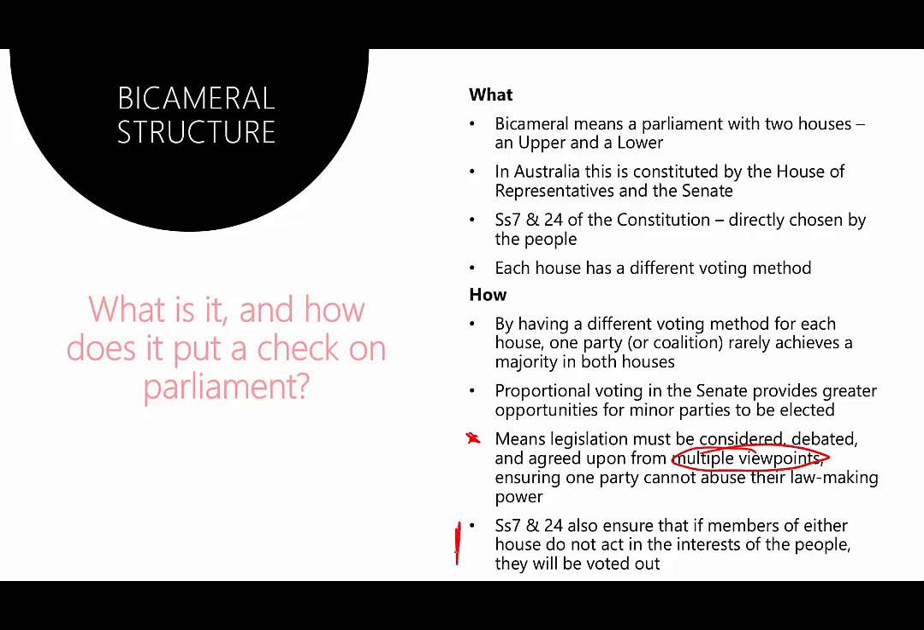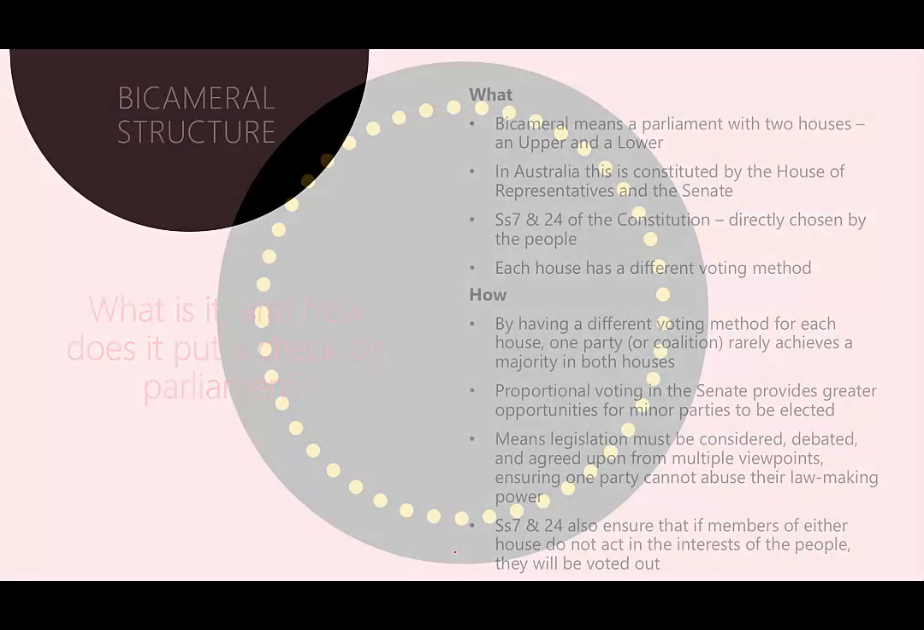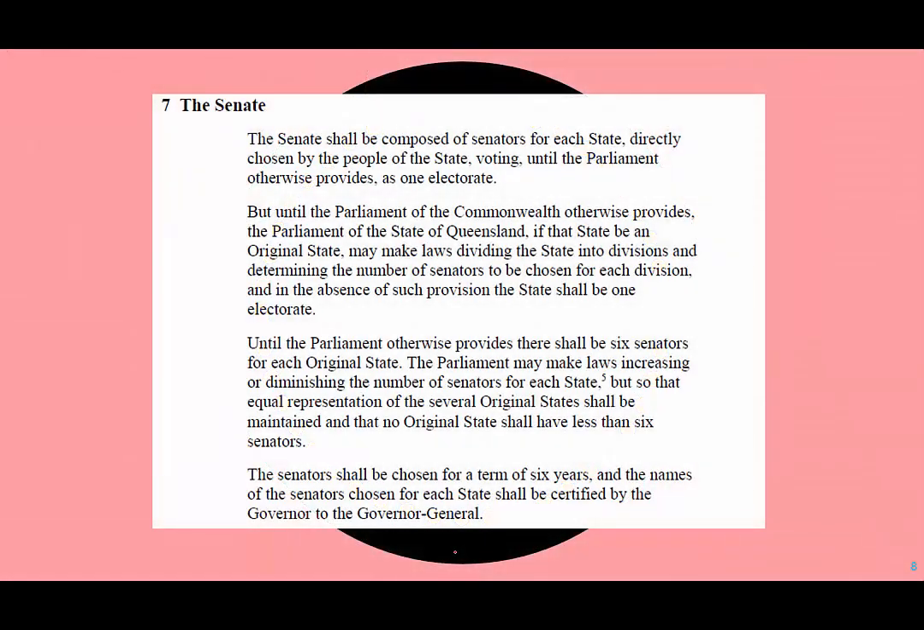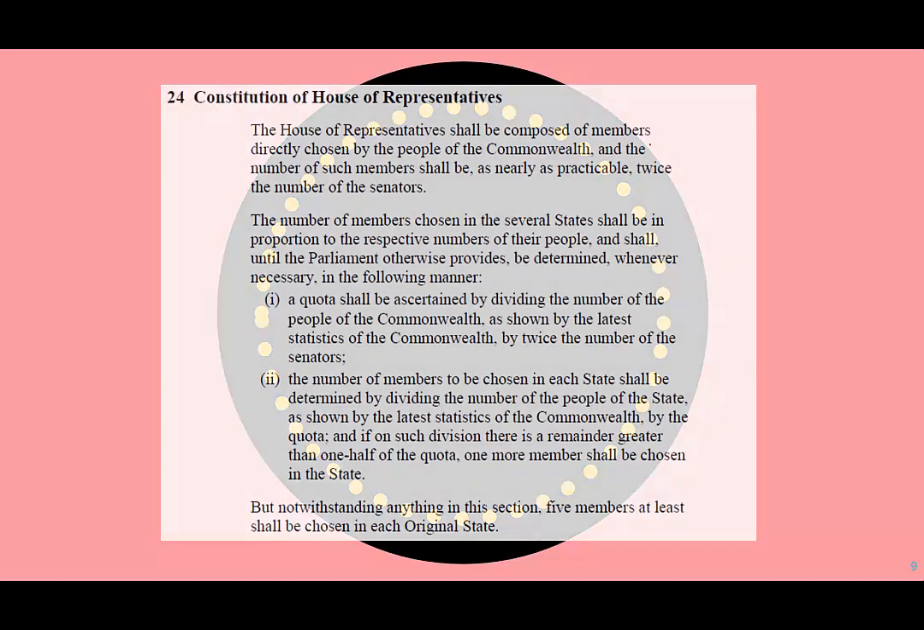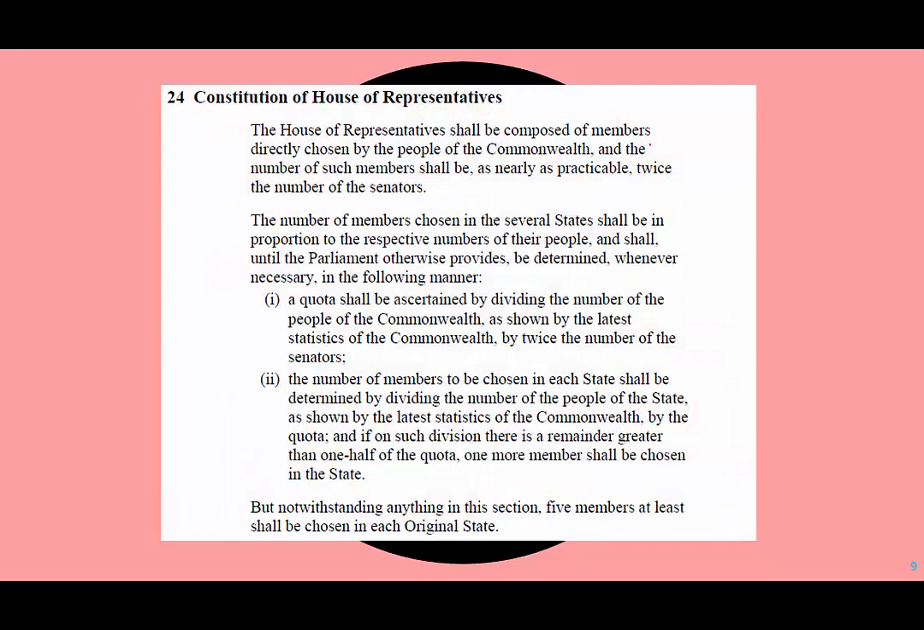Section 7 and 24, and I'll just come back to that in a second. Section 7 of the Constitution, it's really important to know, is about how the Senate is elected. And you'll see this point here that I want to focus on. The Senate shall be composed of senators for each state directly chosen by the people, voting as one electorate. If we then look at Section 24 for the House of Reps, the House of Reps shall be composed of members directly chosen by the people and shall be twice the number of senators.